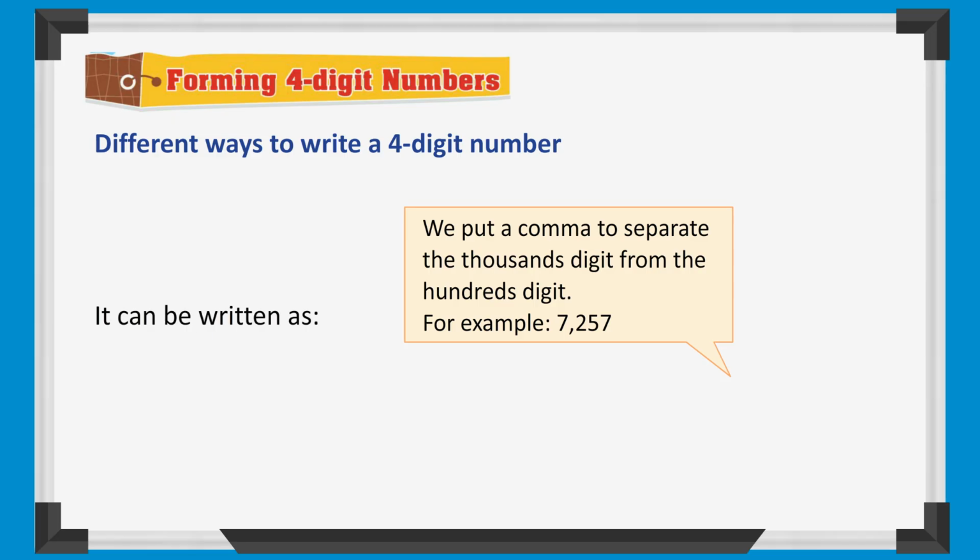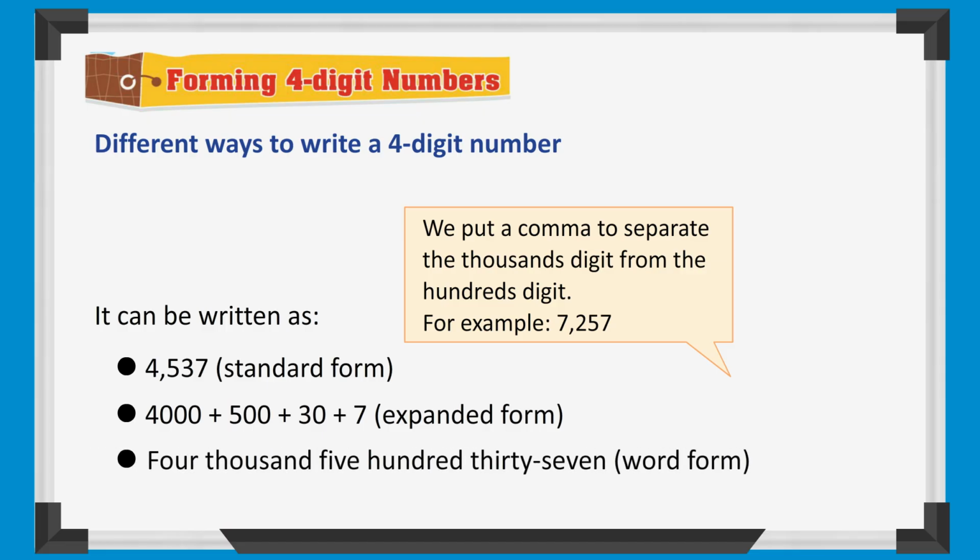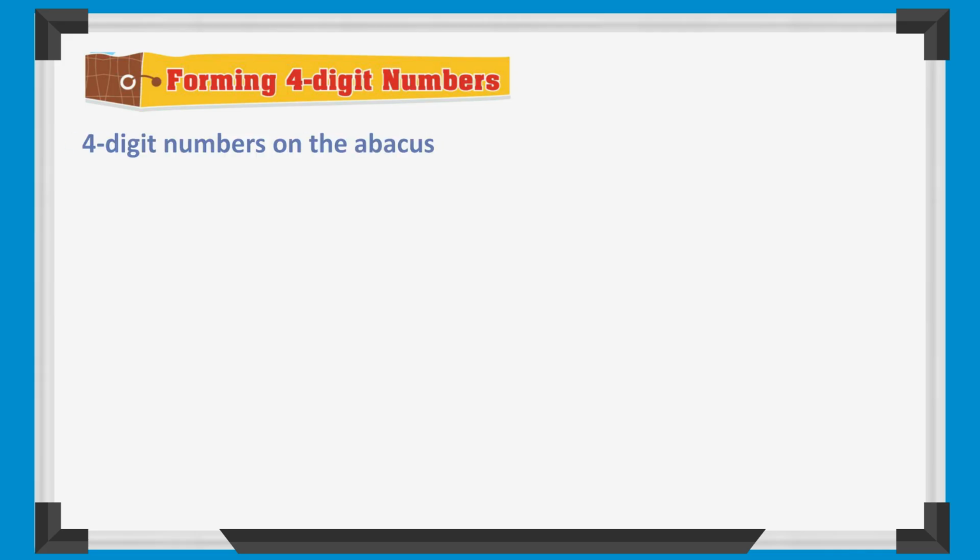4537. It can be written as 4537, standard form. 4000 plus 500 plus 30 plus 7, expanded form. 4537, word form. 4-digit numbers on the abacus.